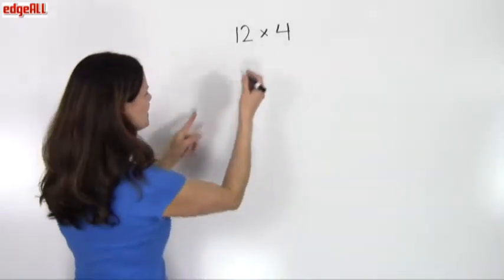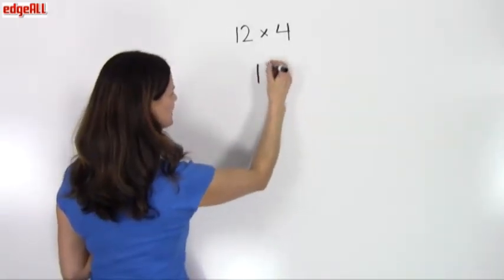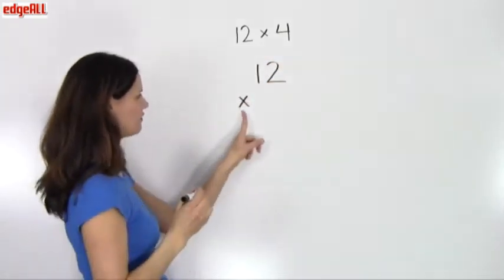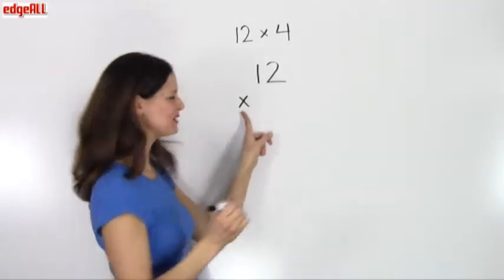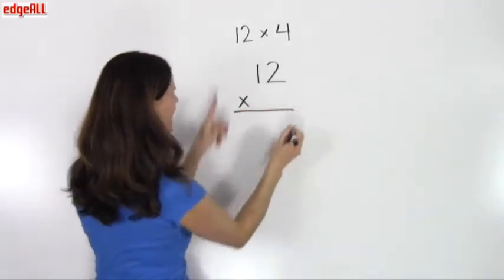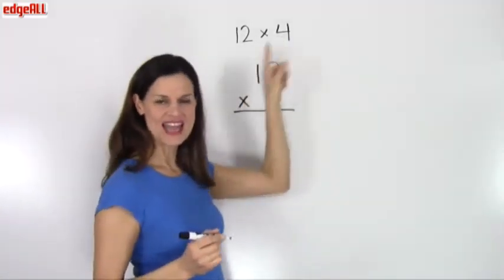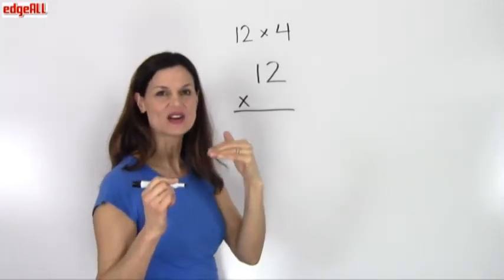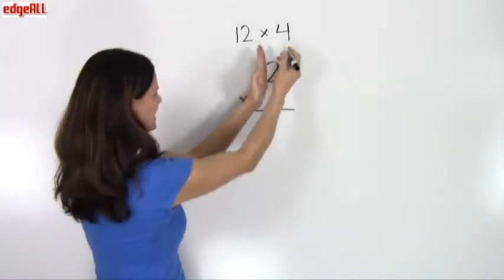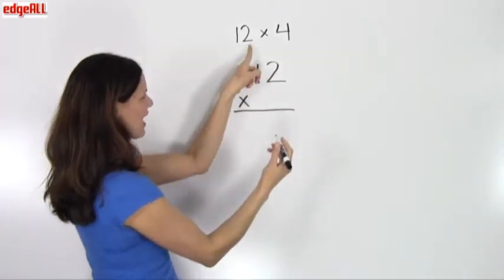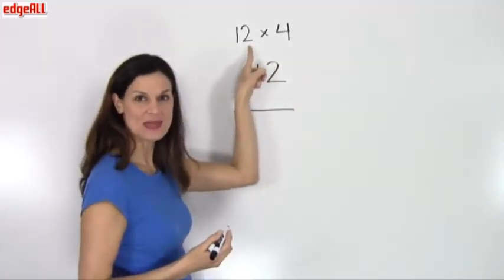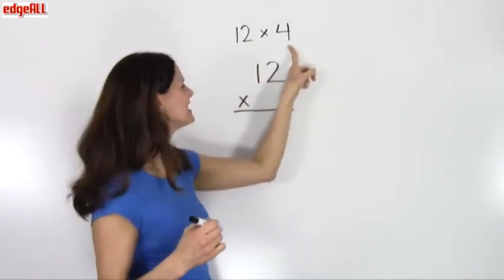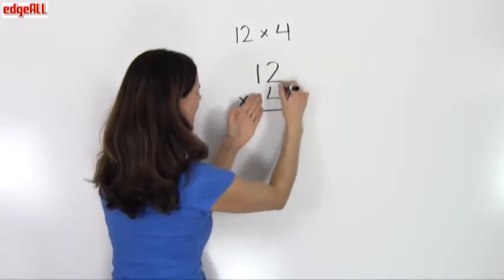numbers vertically. So I'm going to take the 12 first, and I'm going to write my 12. And then over here, I'm going to put the symbol of multiplication so that I remember that I'm working on a multiplication problem, and my line here. Now I want to make sure that I line up the digits that are in the ones place, lined up with one another. So in my 12, the 2 is in the ones place. And in my 4, the 4 is in the ones place. So I'm going to line up my 2 and the 4.